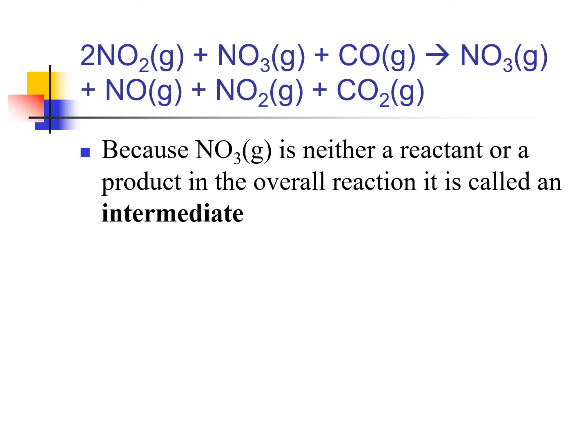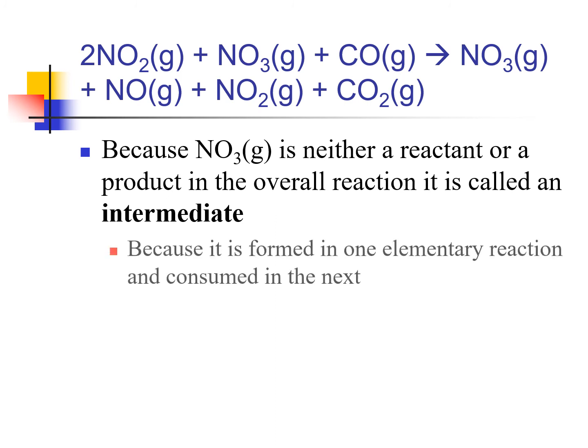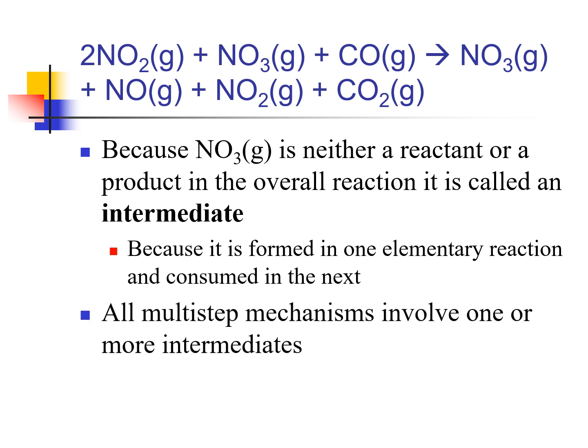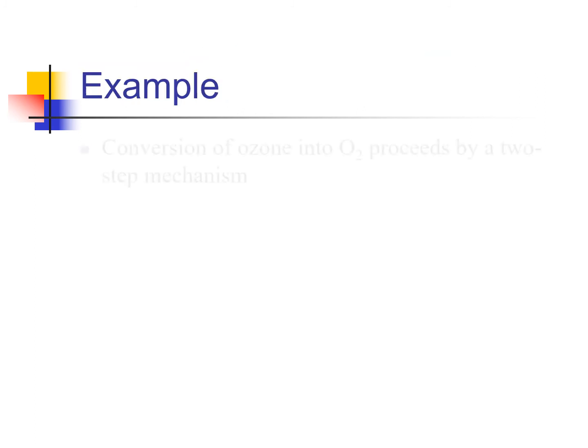Now, because we see here this NO3 is neither a reactant nor a product in the original, that means it's what we call an intermediate. Intermediates are formed in an early step and consumed in a later step. All multi-step mechanisms involve one or more intermediates. We never see intermediates in the end chemical equation.